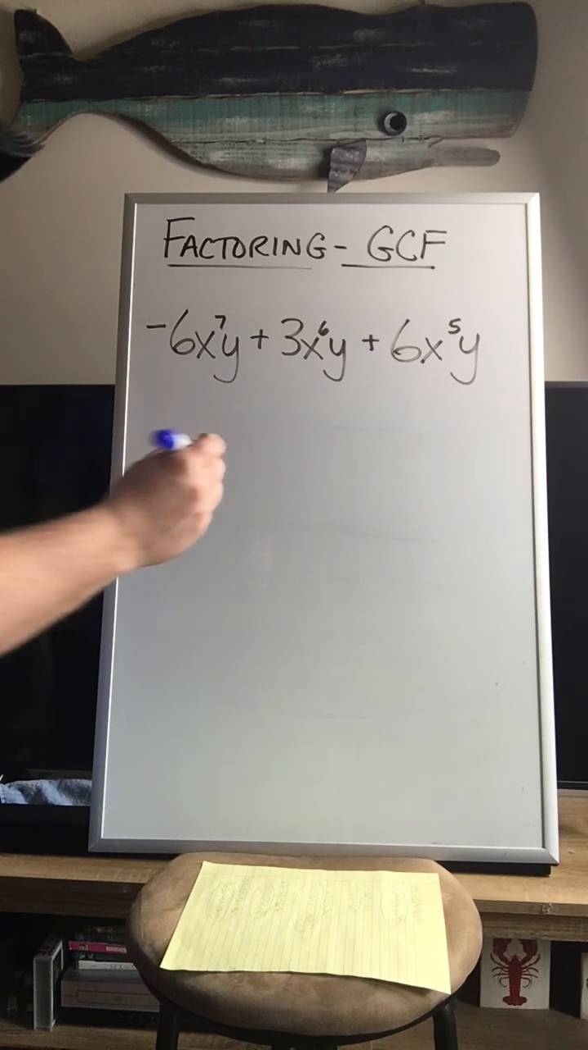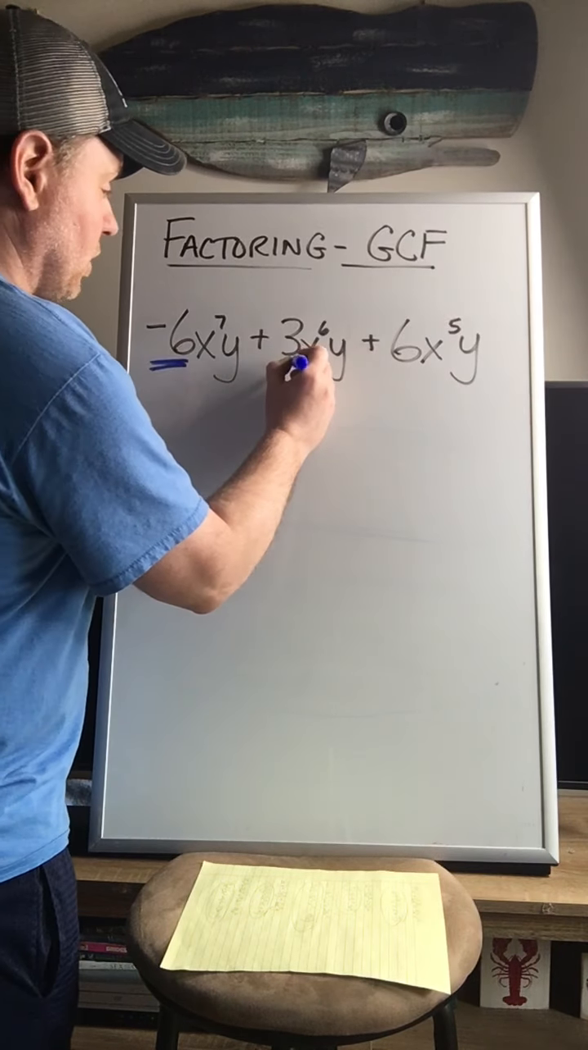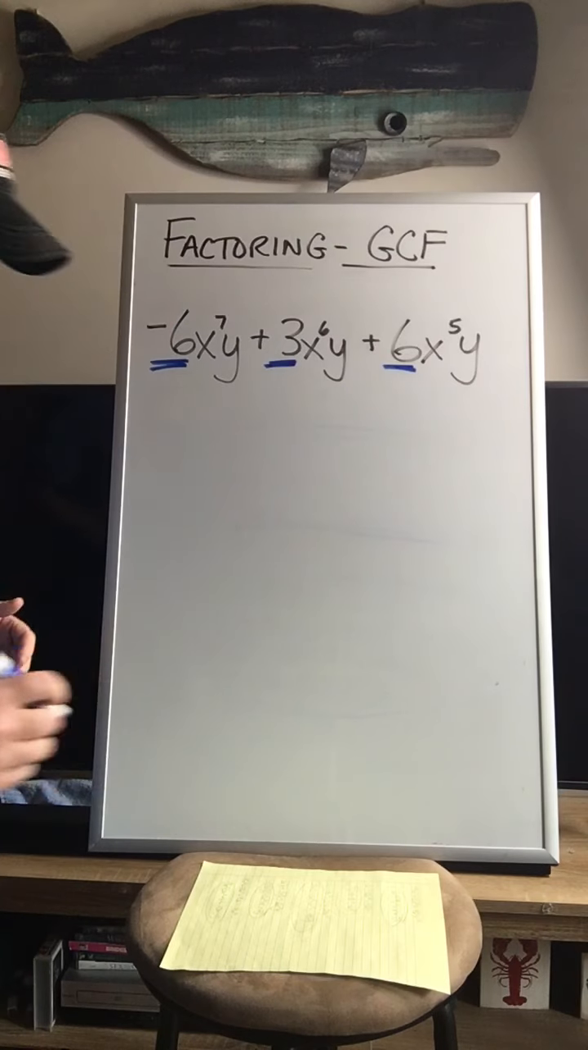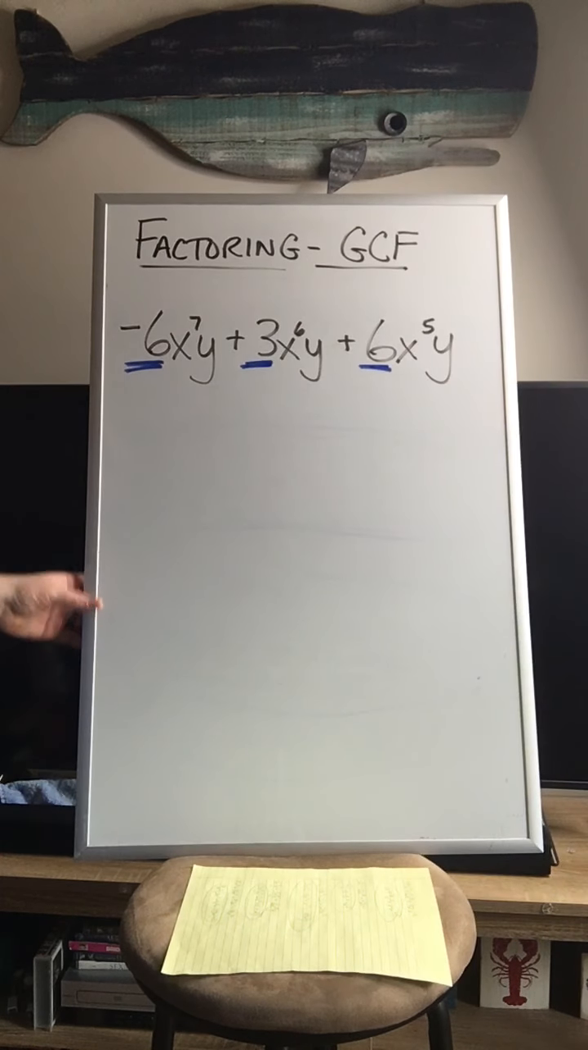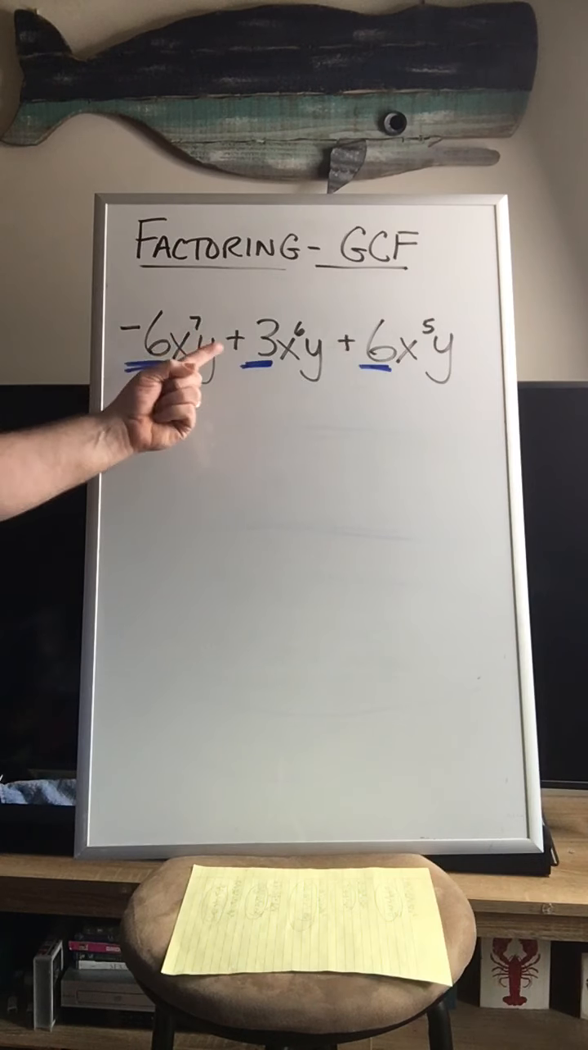So first let's start with the number. We look at negative 6, we look at 3, and we look at 6. So what number do they all have in common? What's the biggest number that will divide into all three of them? And the answer is 3, right? 3 goes into 3, and 3 goes into 6.